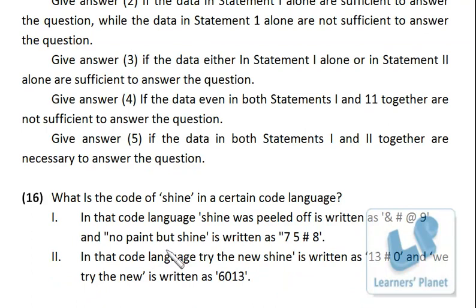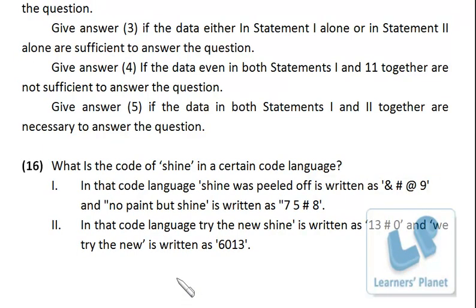Now we have a set of questions based on data sufficiency. We have to see whether the individual statements are sufficient to answer the question, or both of them together are required, or none of them is sufficient, like even combined they are not sufficient to answer the question. So let's see what happens. Take the first question. What is the code of shine in a certain code language?